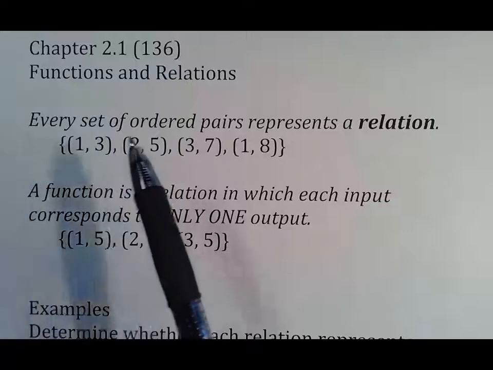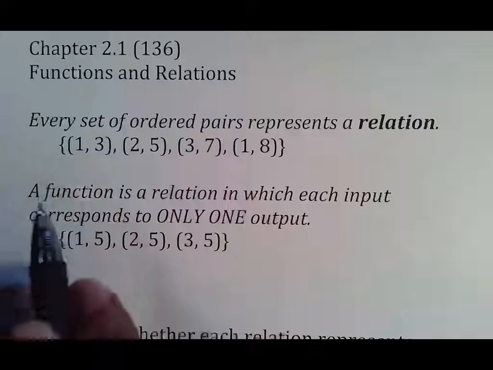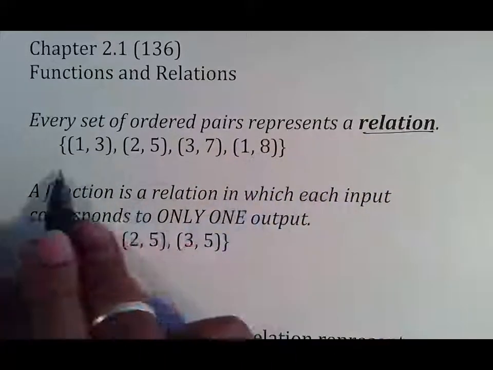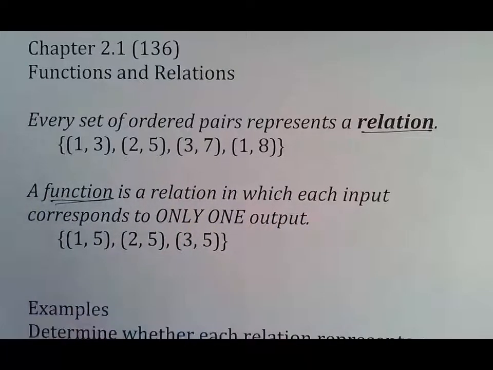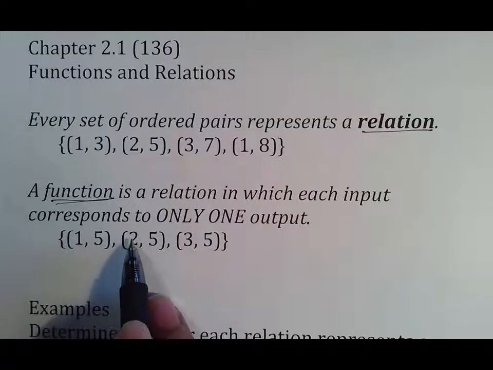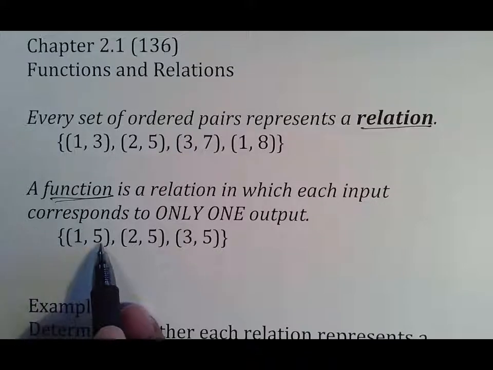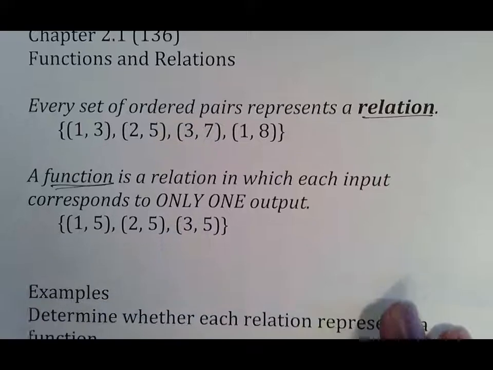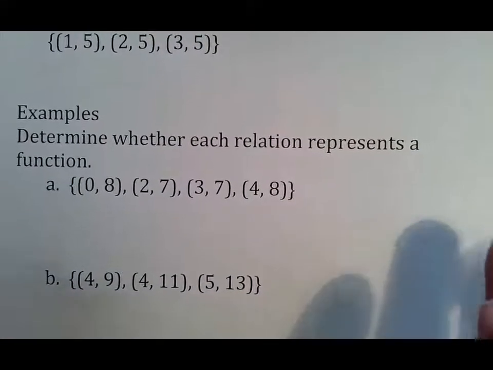So every set of ordered pairs represents a relation. When you have a series of ordered pairs in a group, that is a relation. A relation is a general name for the whole thing because they are all related to each other. A function is a relation where every input corresponds to only one output. So in other words, 1 can lead to 5, 2 leads to 5, 3 leads to 5, that is good. Again, if you plug in x equals 1, you're going to get the answer of 5. If you plug in x equals 2, you're going to get an answer of 5, and so on.